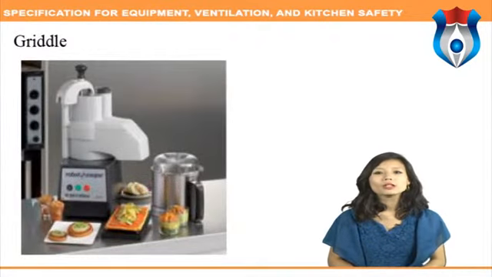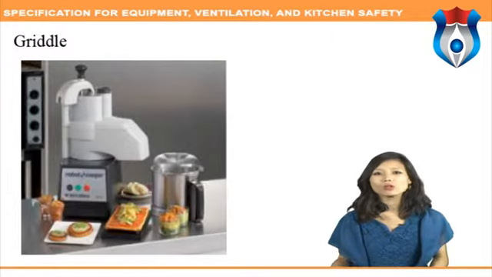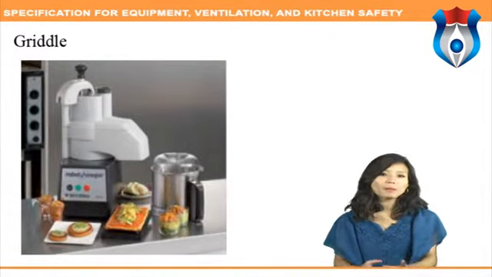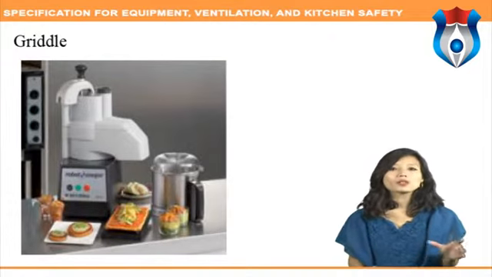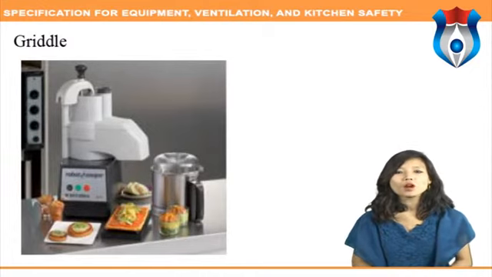Griddle. Griddles are flat top pieces of equipment heated from beneath, as compared to grills which have heating sources both above and beneath. Griddles are used for high production food service and fast food operations. Grills are more of a specialty piece of equipment.